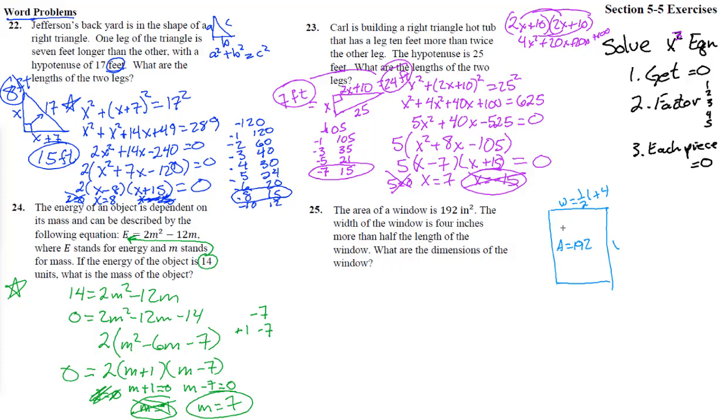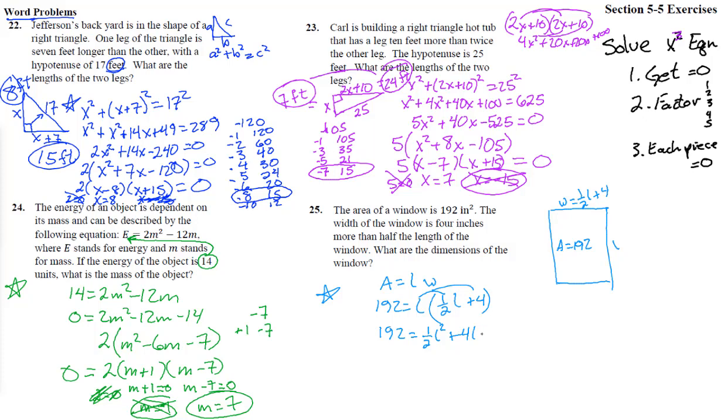Now notice how this differs from problems that we had way back when we were solving linear equations. We used to add these to get a perimeter. Now when we do these kind of problems, the area is the length times the width. So this is 192 equals the length times 1/2 the length plus 4. We have a math equation. You should be happy about that. Distribute that in and we have 192 equals 1/2 L squared plus 4L.